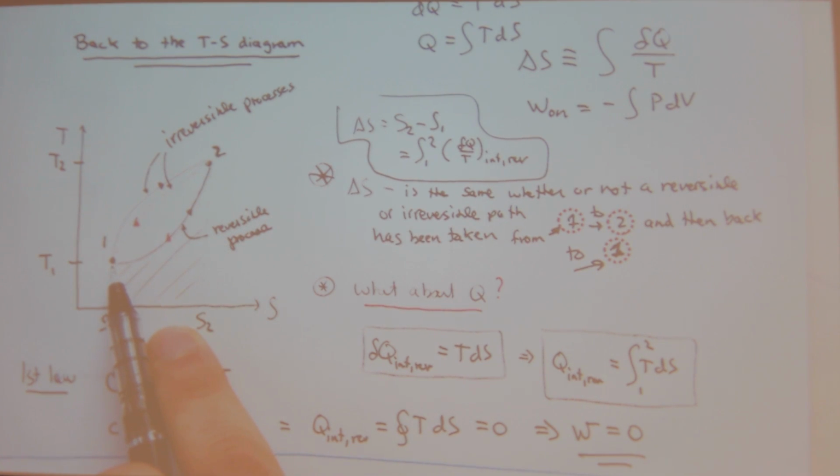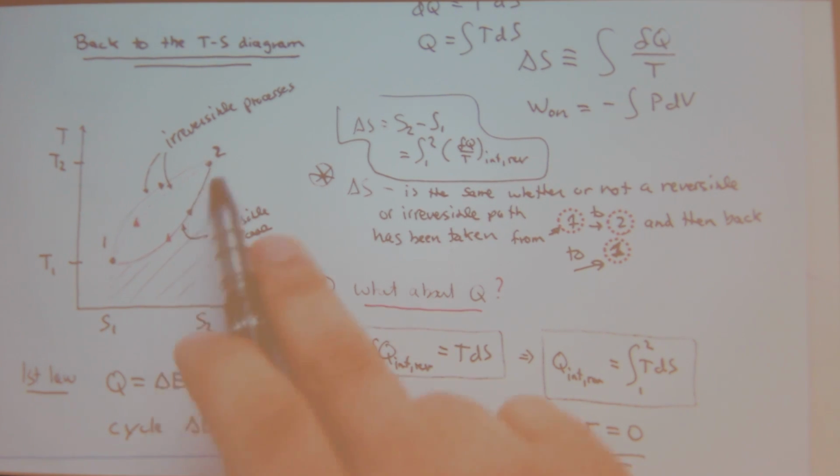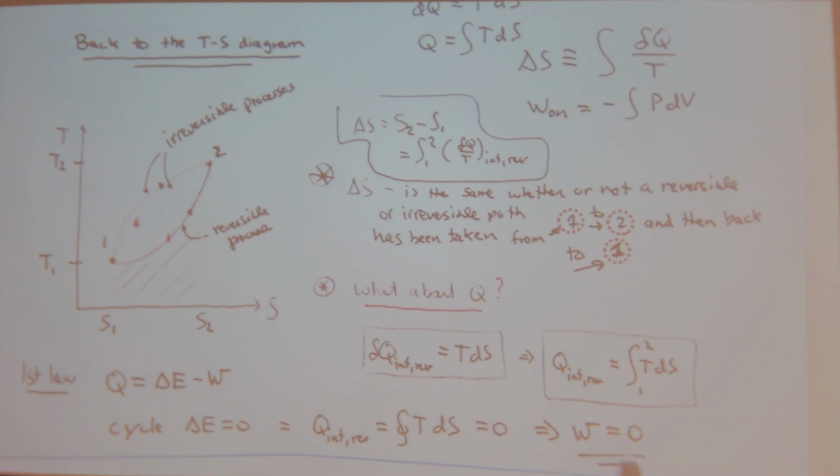Given I'm back at my initial state for a cycle, we know the change in entropy and the change in internal energy is 0 because I'm right back at my initial temperature and pressure. So for a cycle, I have my delta E equal to 0 and my delta S, and so for a reversible cycle, this is equal to 0, right? The area under the curve, so that means I have no net work for the cycle.